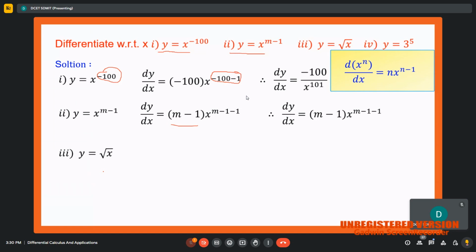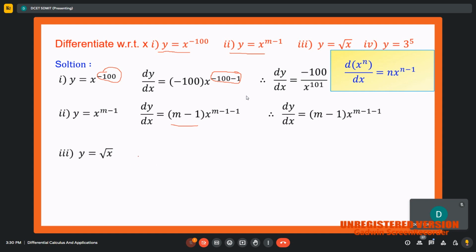What is the dy by dx? No, that is a wrong answer. First, we have to write y is equal to square root of x. You are writing y is equal to square root of x, but this is wrong.